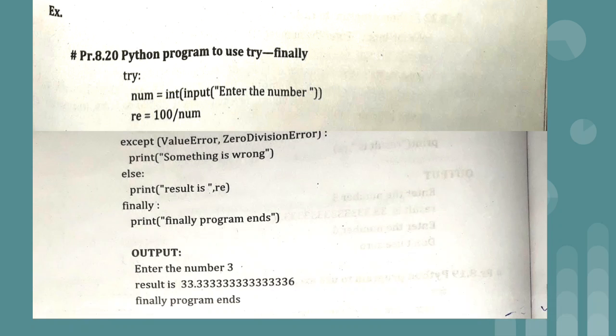So basically now I have given the positive output, that is we have entered a proper number other than 0. So definitely that number will divide 100 and we will get some result. In the output I have entered 3, then division took place, and as there is no exception, the else part is executed, that is "result is" and the value of R is displayed in the output. And after that, that is after the else part, the finally block is also executed, that is "finally program ends".